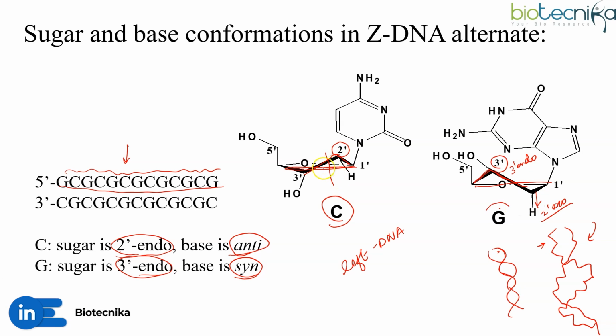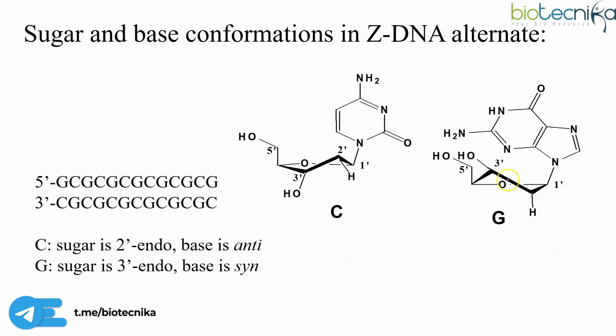Okay, and here also we can call this 2-dashed endo, but at the same time we can call this 3-dashed exo as well. So this is what we have. Our guanine is in this 3' endo and the base is in syn conformation. Because of these alternating conformations, when the bases pair up.